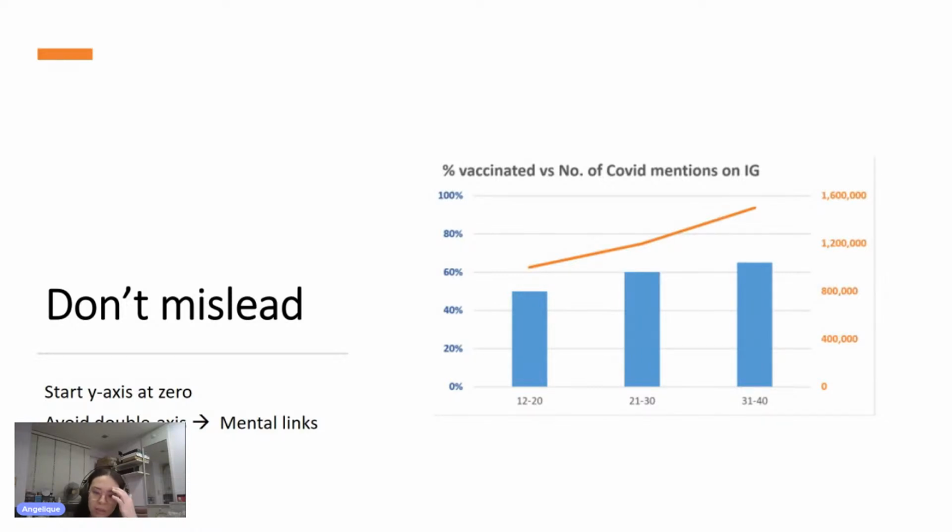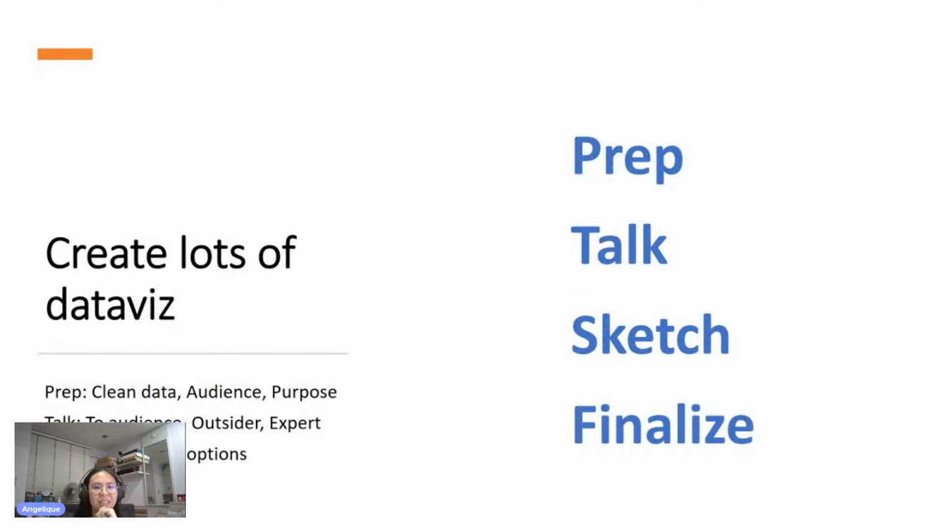Okay, so the next point, let's do a bit of practice. How can you practice so that you get better with data visualizations? Firstly, practice means creating lots of data viz so that you can be fast at doing it and know what works better. So one thing would be you want to prep, talk, sketch, and finalize.